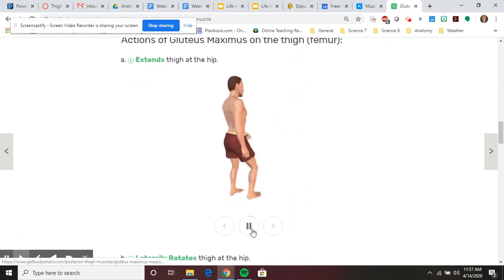This muscle acts to extend the thigh at the hip. I also have written in the notes that it laterally rotates the thigh at the hip and abducts the thigh. So remember that extending the thigh at the hip is bringing the hip or the thigh backward, posteriorly.